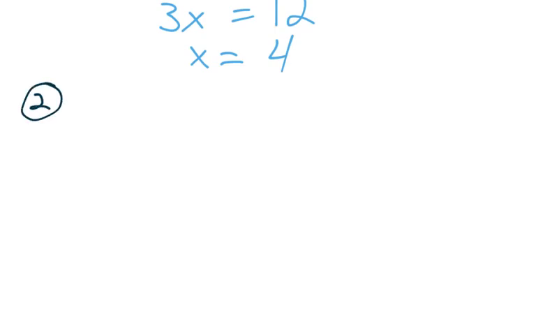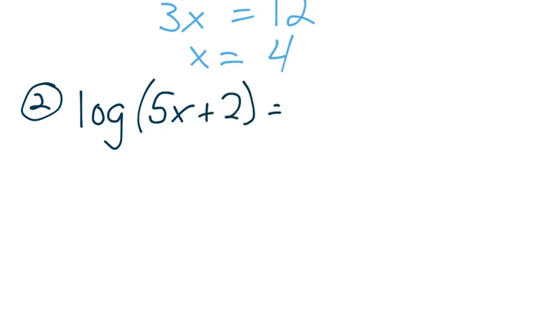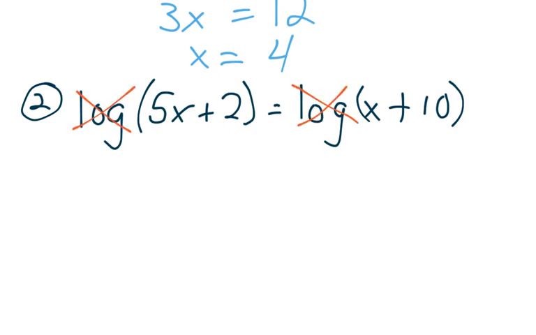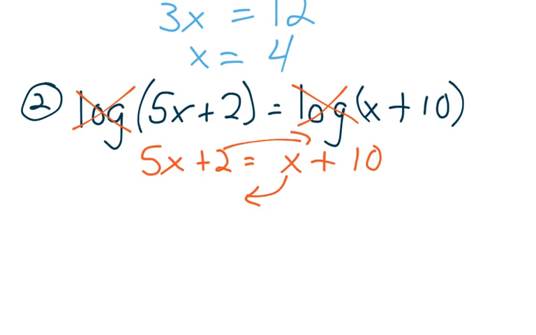Let's try another one here. Number 2. We've got the log of 5x plus 2 is equal to the log of x plus 10. And that's in parentheses as well. Again, same thing, whether it's log base 3, or log base 10, log base e, log base 16, it doesn't really matter. As long as the logs are the same base and they're on both sides, we can drop them. So we're just left with 5x plus 2 is equal to x plus 10. Again, take the x's to one side, constants to the other. 4x is equal to 8. Divide by 4, x is equal to 2. Okay, those types of problems, really not that difficult.